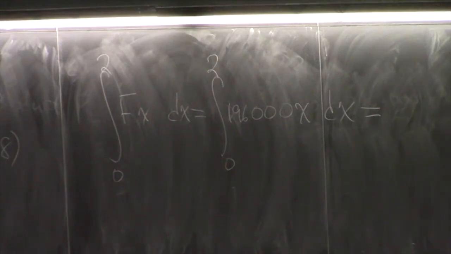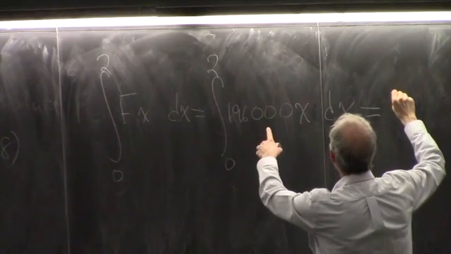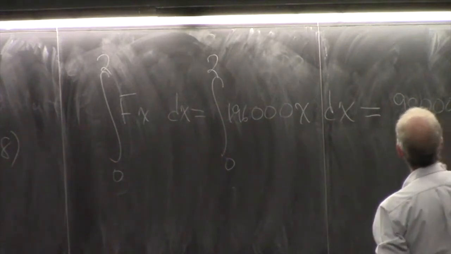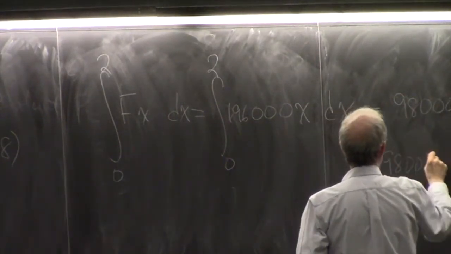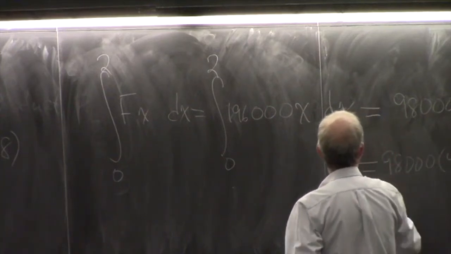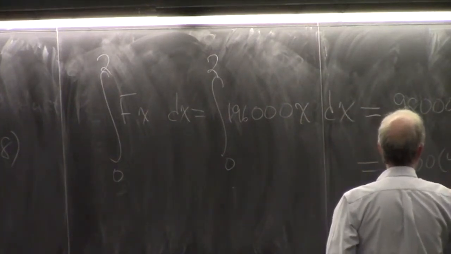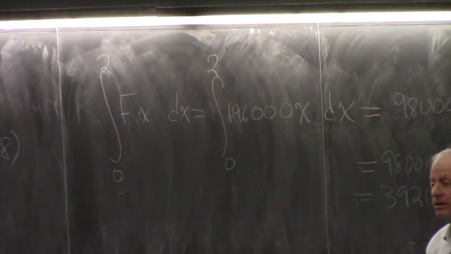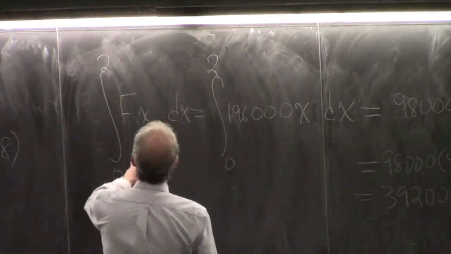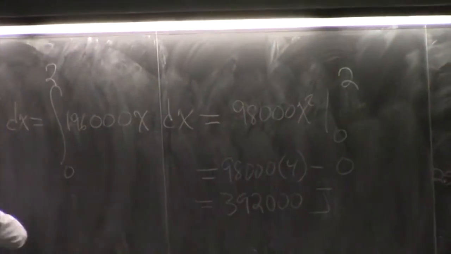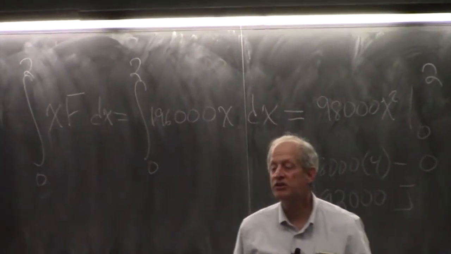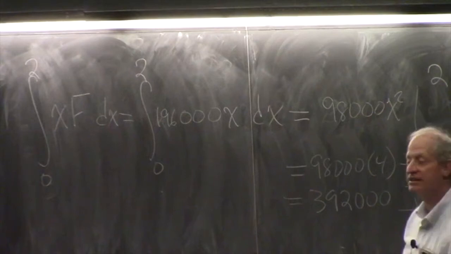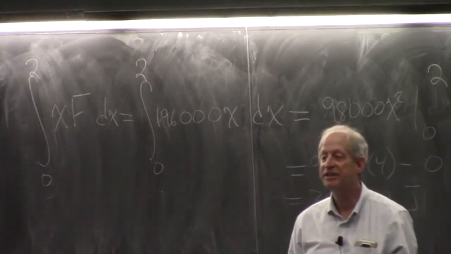Yes. Why is it x? Because the work is the force times x. So this now becomes 98,000 x squared from 0 to 2. So that's 98,000 times 4 minus 0, which is 392,000 joules. Okay? Yes? Sure. It's not f of x, it's x. It's the force times this. It's actually F dot x, but I understand.